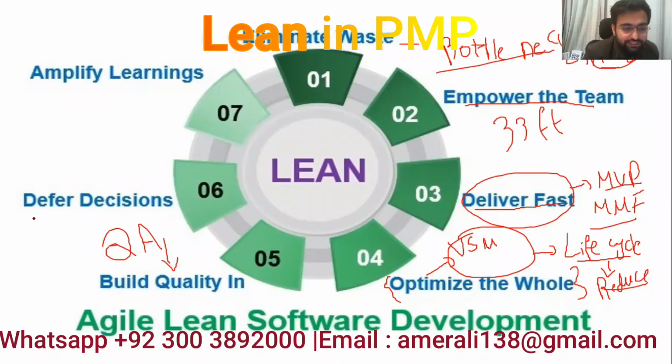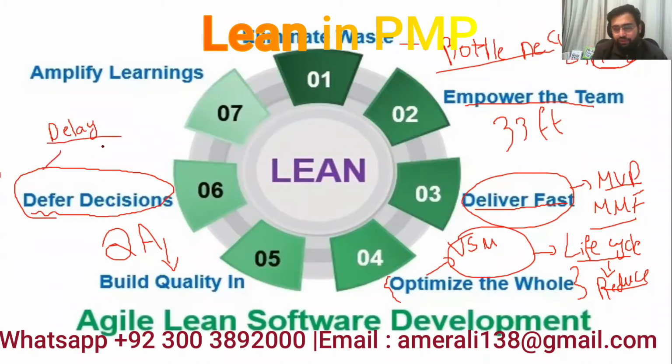Then defer decision. Most of the time there is too much pressure: take the decision now. Lean says otherwise. Lean says take the decision when you have enough information. Lean says you need to take the decision at the most responsible time. Lean says let's take the decision at the last responsible time. So delay the decision unless it is compulsory to take it. Delay the decision to the last responsible minute. In this way, once you take the decision, you take a better decision.